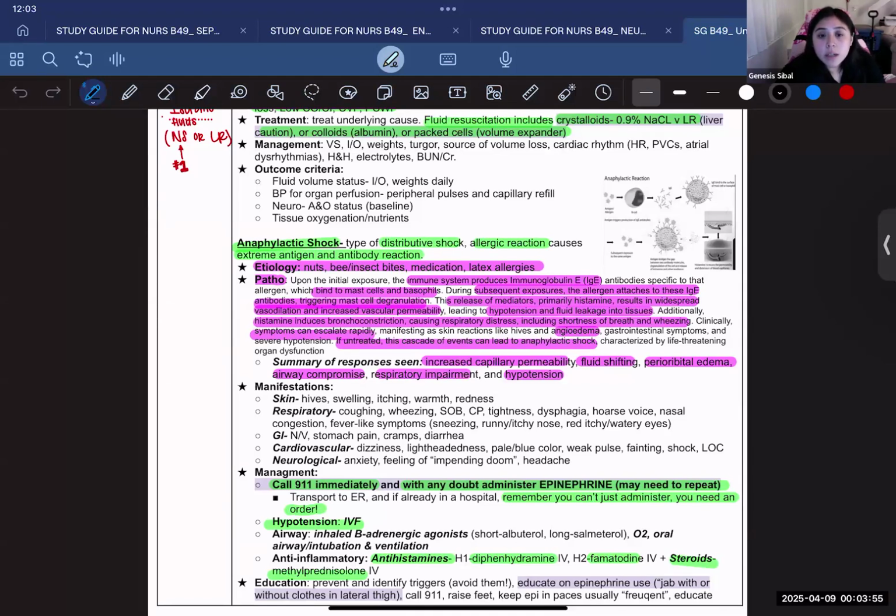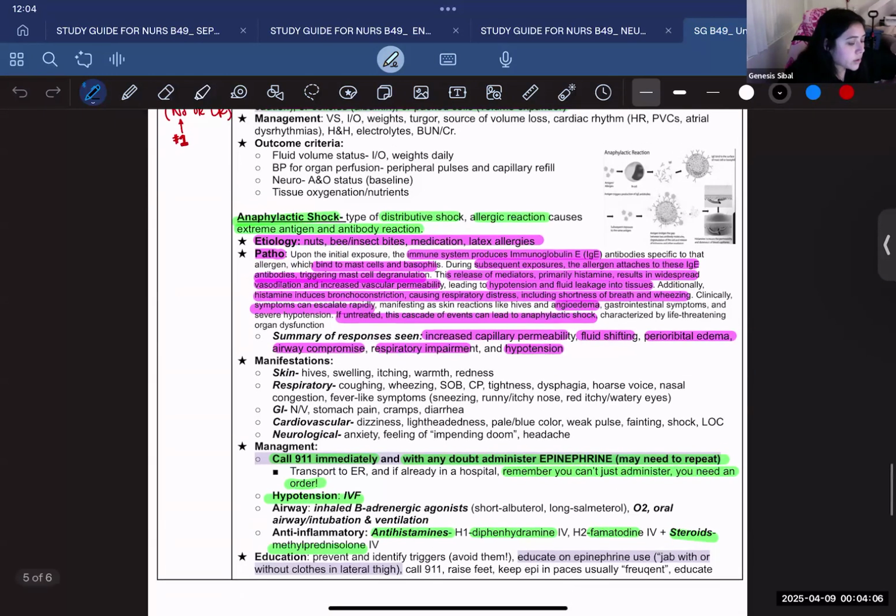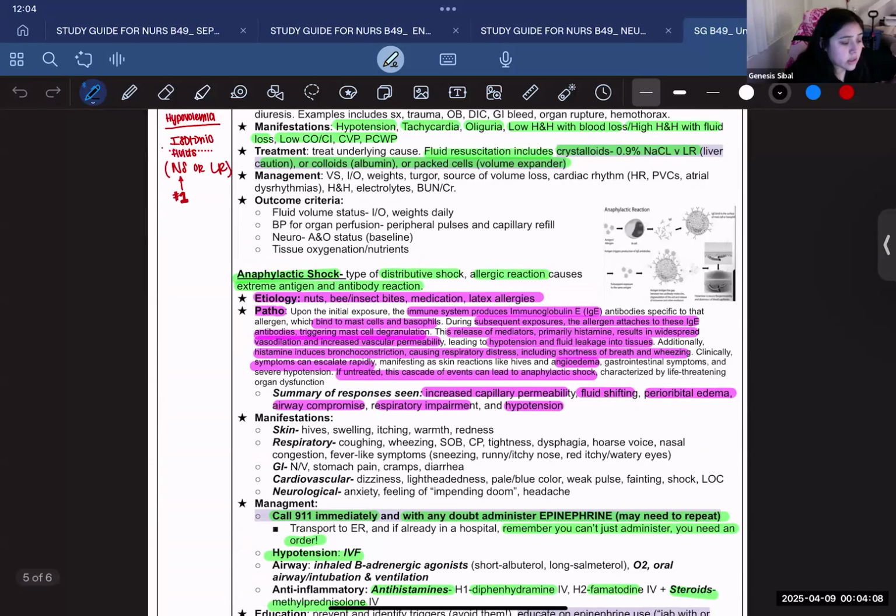You could also give albumin, and that's a colloid, just to help with your overall fluid volume in that space, right? That's going to help with that. And then again, you could give packed cells as well, and that's just a volume expander. So those are the differences there. And that's literally all you have to know.